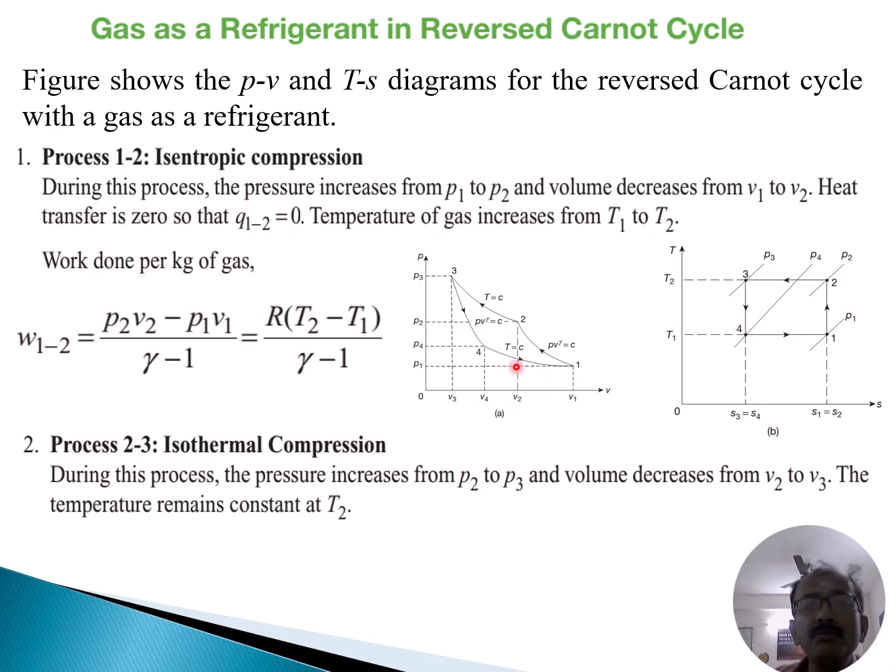If you see the volume, this is V2 and this is V3, so the volume will decrease. The temperature remains constant. So for 2 to 3, from the TS diagram it is clear that the temperature is only T2.